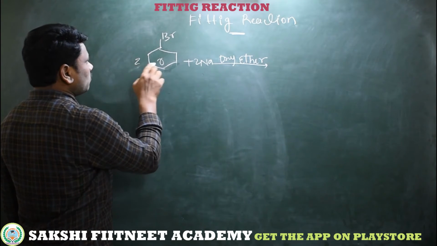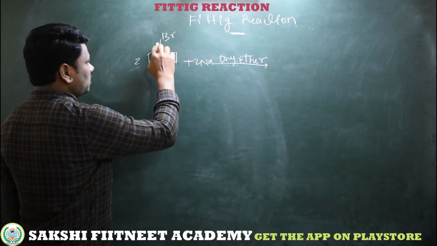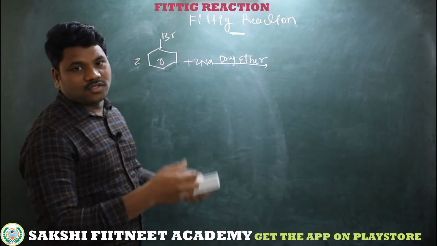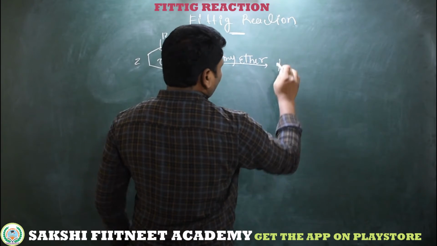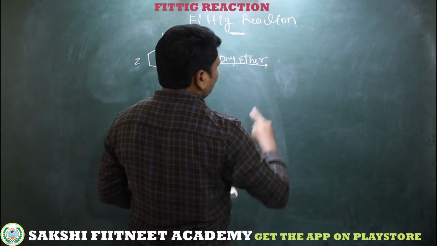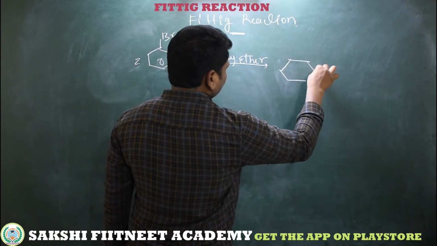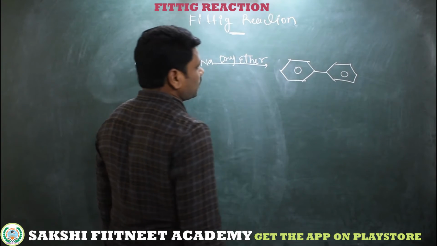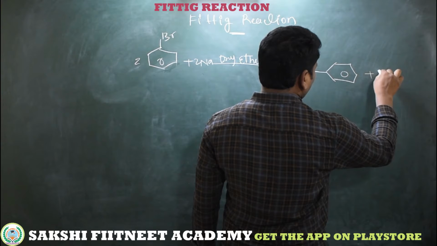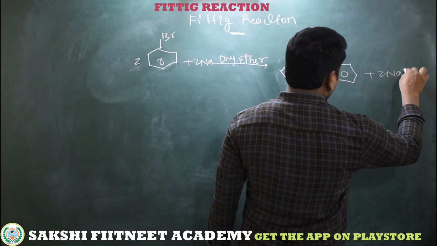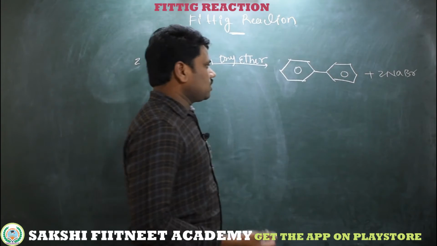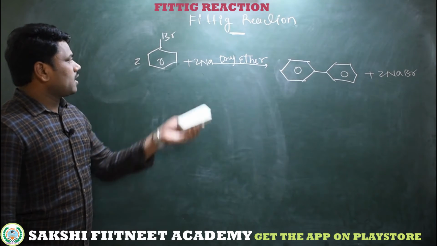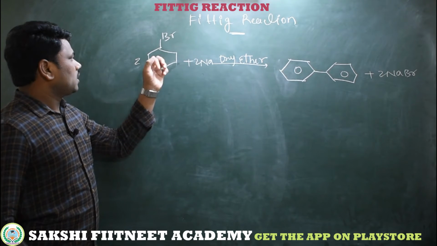Here we are taking 2 moles of bromobenzene. See here, this phenyl group and the other bromobenzene's phenyl group get fused to each other. Then we will get a biphenyl compound. So this is the product we are getting in a Fittig reaction. Along with that we are getting 2 moles of NaBr. So in this reaction, the mechanism is actually an electron transfer mechanism from sodium metal to carbon.